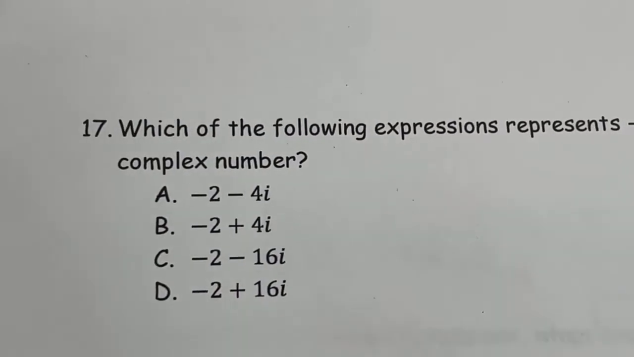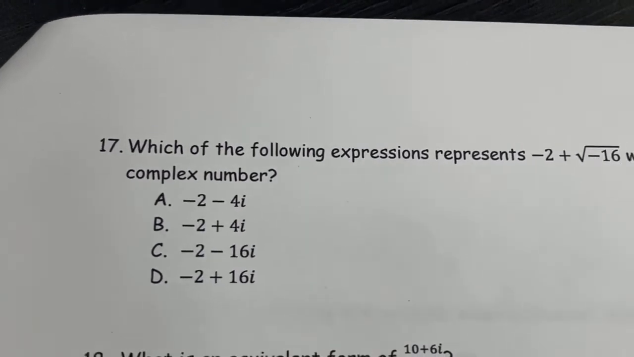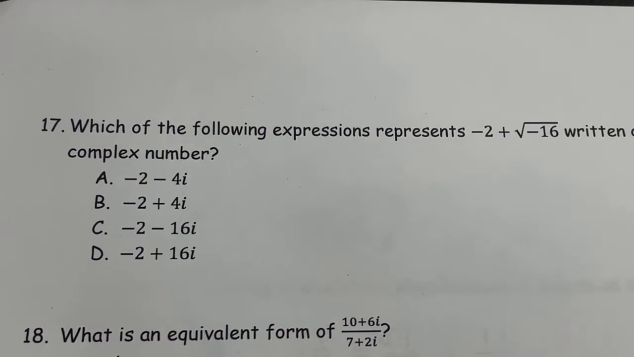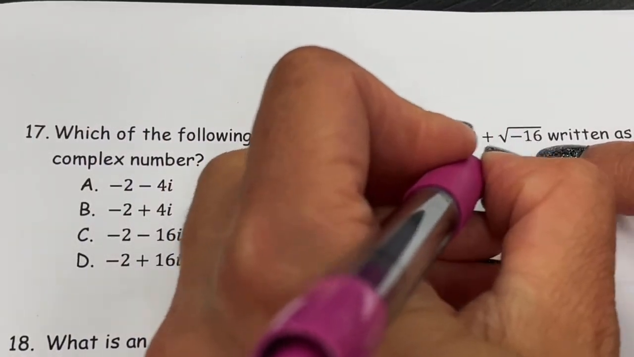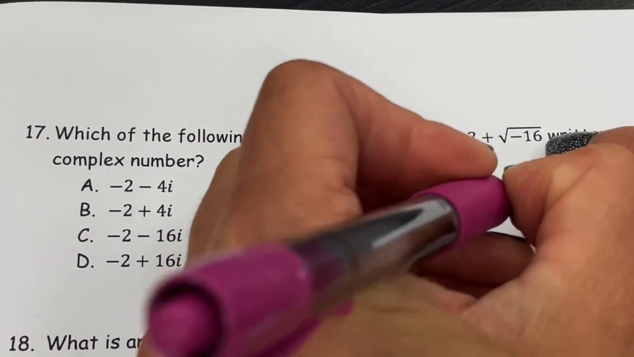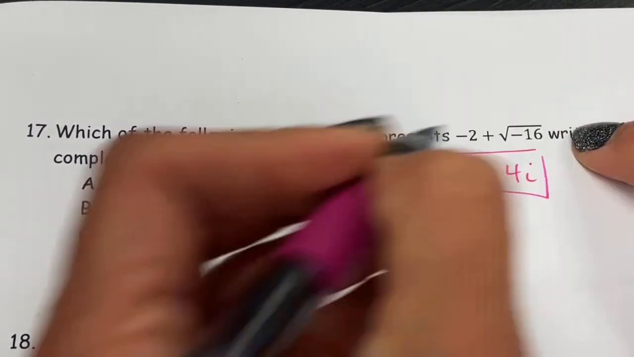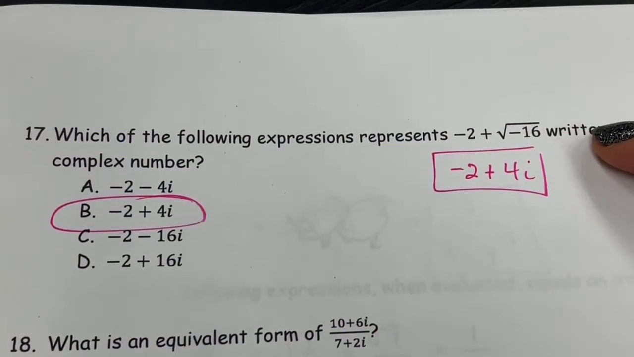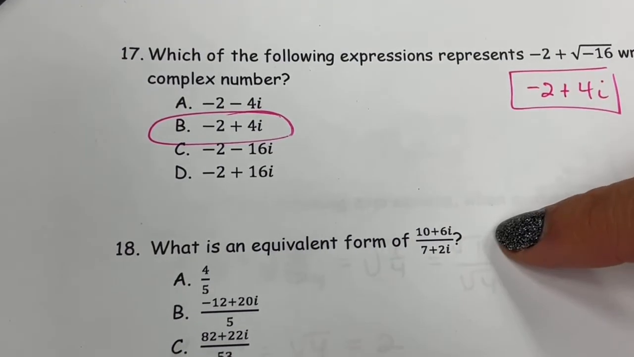Number 17 says, which of the following expressions represents -2 plus the square root of -16 written as a complex number? Well, we have a negative under the radical, so it means we have to poke an i out. So we have -2 plus, and the square root of 16 is 4, so 4i. So -2 plus 4i, the answer must be B. Well, that was easy.